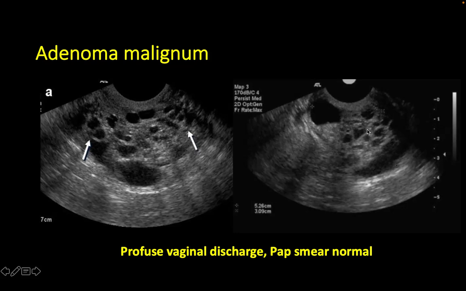This is another case from the literature showing you the classic multicystic appearance with interspersed solid areas of this entity, which you must suspect in a patient who comes with profuse watery vaginal discharge, and hence must never forget to assess the cervix on color Doppler.